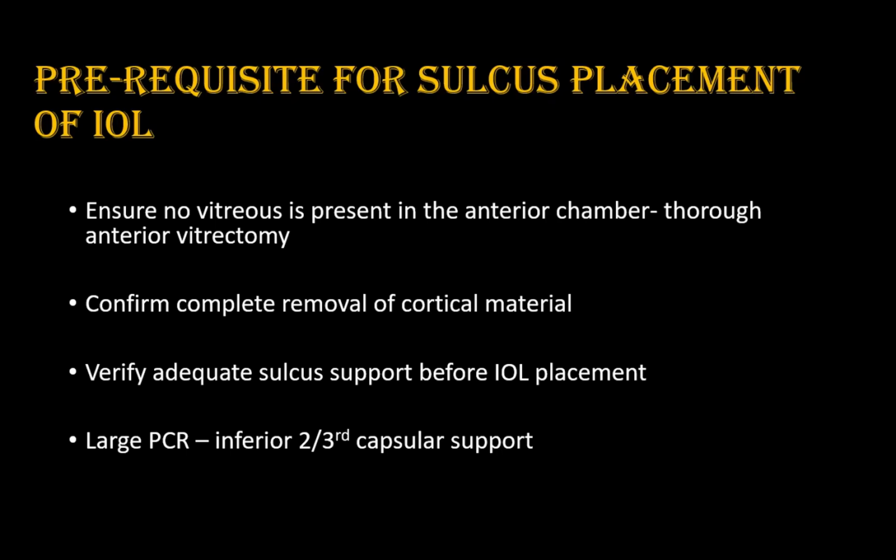You have to verify adequate sulcus support before IOL placement. You have to look for whether 360-degree or more than 270-degree sulcus support is there, where you can safely place the three-piece IOL. And in SICS or any phaco, if you have a large PCR, you have to look for inferior two-thirds of sulcus support, because most of the time the patient will be in a standing position, and inferior support is very, very important in placing a three-piece IOL or any IOL to keep it stable.